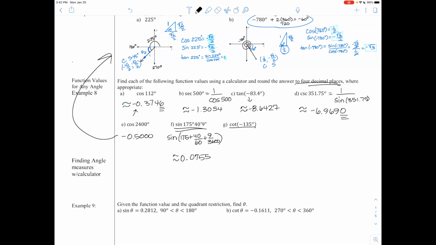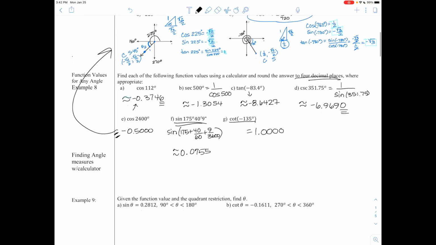Okay, last one here, you have cotangent of negative 135. Now again, this one feels like it'll be on your unit circle because there's a 135 degree angle on your unit circle, so there's a negative 135 degree angle, but it says we can use our calculator. And so when we plug that into the calculator, here's what we get. It equals 1. So we would go to 4 decimal places. It equals 1. Notice I didn't put approximately. Same thing on E. It equals exactly, so you would use an equal sign for that.